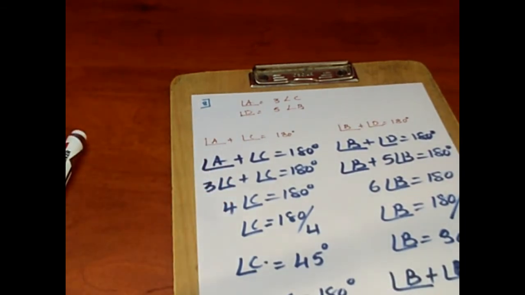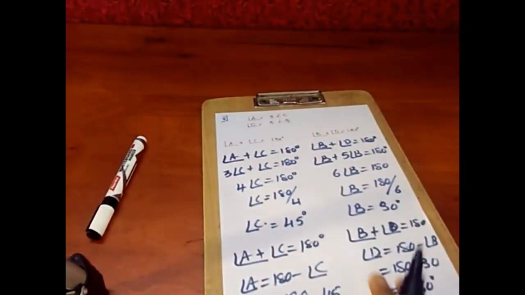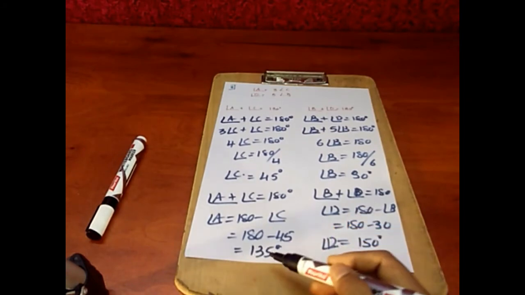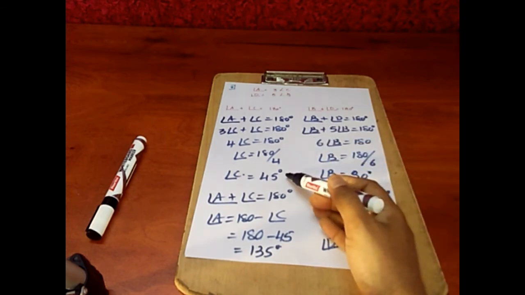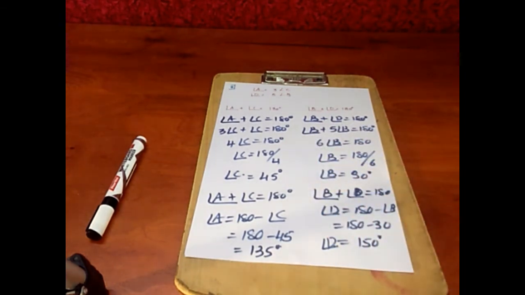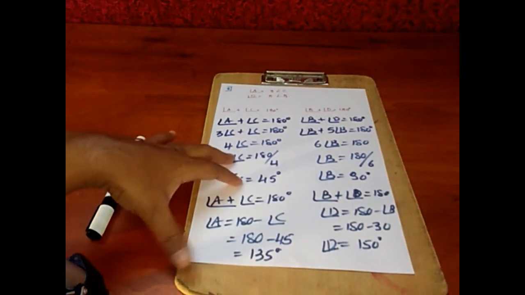150 degree. So hence the measure of angles of a cyclic quadrilateral ABCD is as follows. Angle A 135 degree, angle B 30 degree, angle C 45 degree, and the measure of angle D is equal to 150 degree. This is a solution for question number 8.